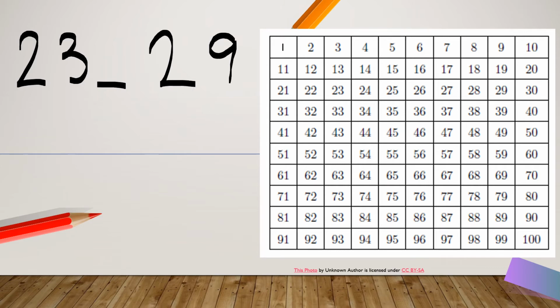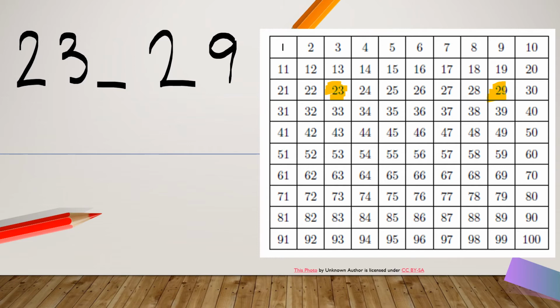Okay, so I'm going to go to my number chart and I'm going to locate both numbers, 23 and 29. So I found 23 right here, so I'm going to highlight it. And now I'm going to do my next number, 29. So I know that it's right here, and I'm going to highlight it now. Now, I'm going to compare both numbers, 23 and 29, to see which one is my greatest number and which one is my smallest number.